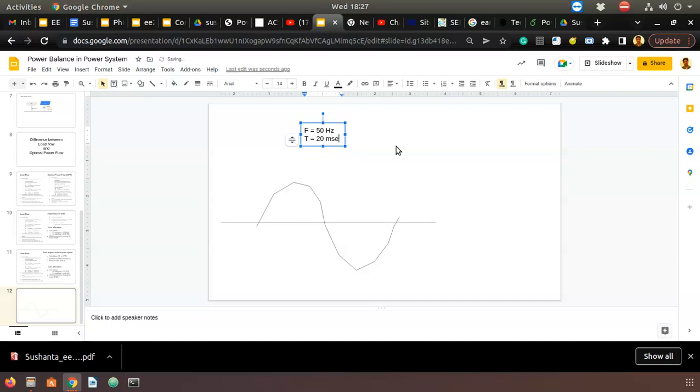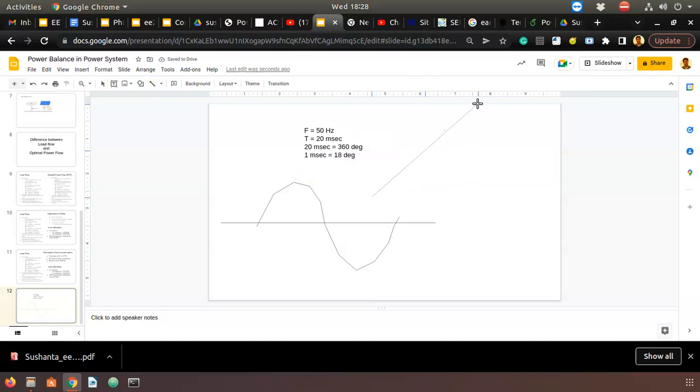So this 20 milliseconds pertains to 360 degrees, right? If you want to talk about the phase of the phasor, it will be 360 degrees. Therefore, in 1 millisecond, you will cross 18 degrees. Yes. So now, to measure the angle, let's say you have a network.